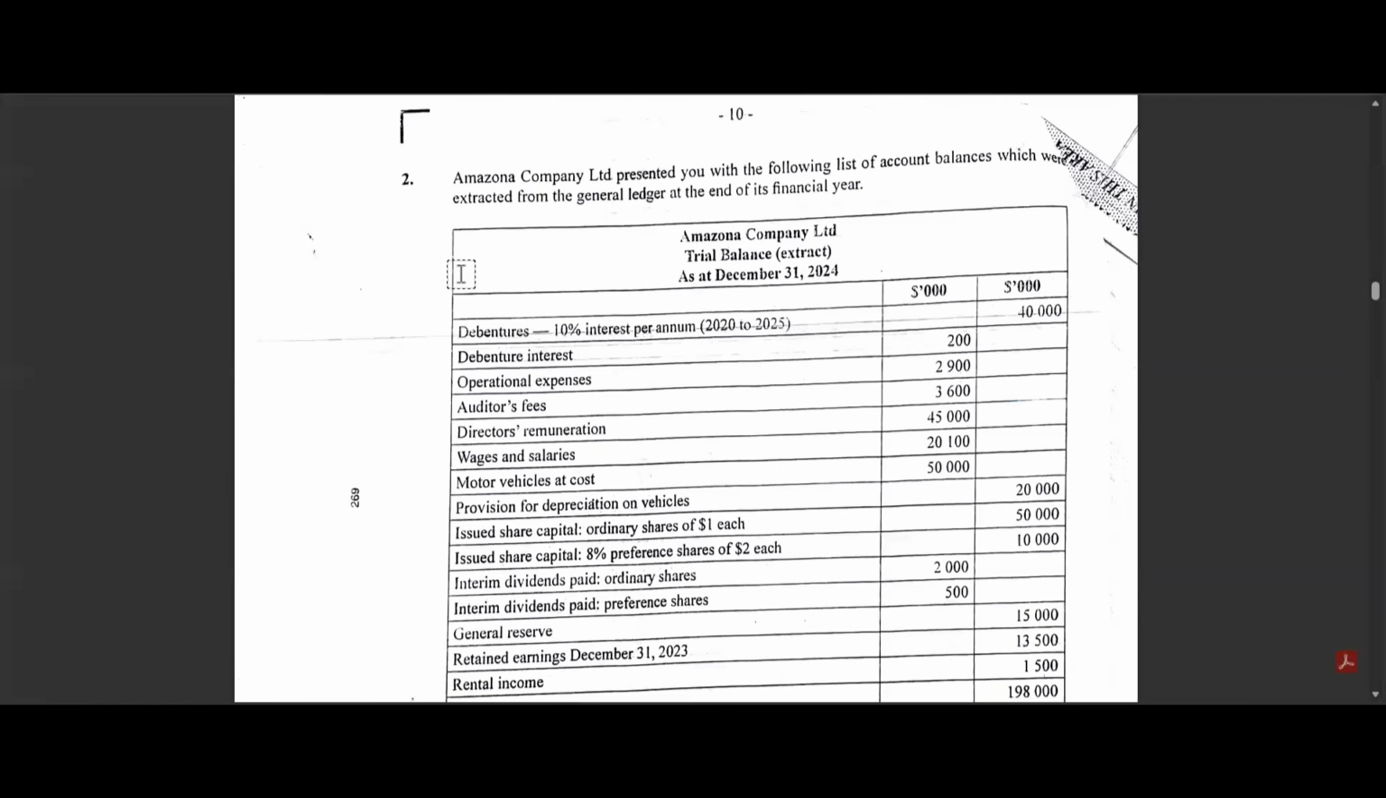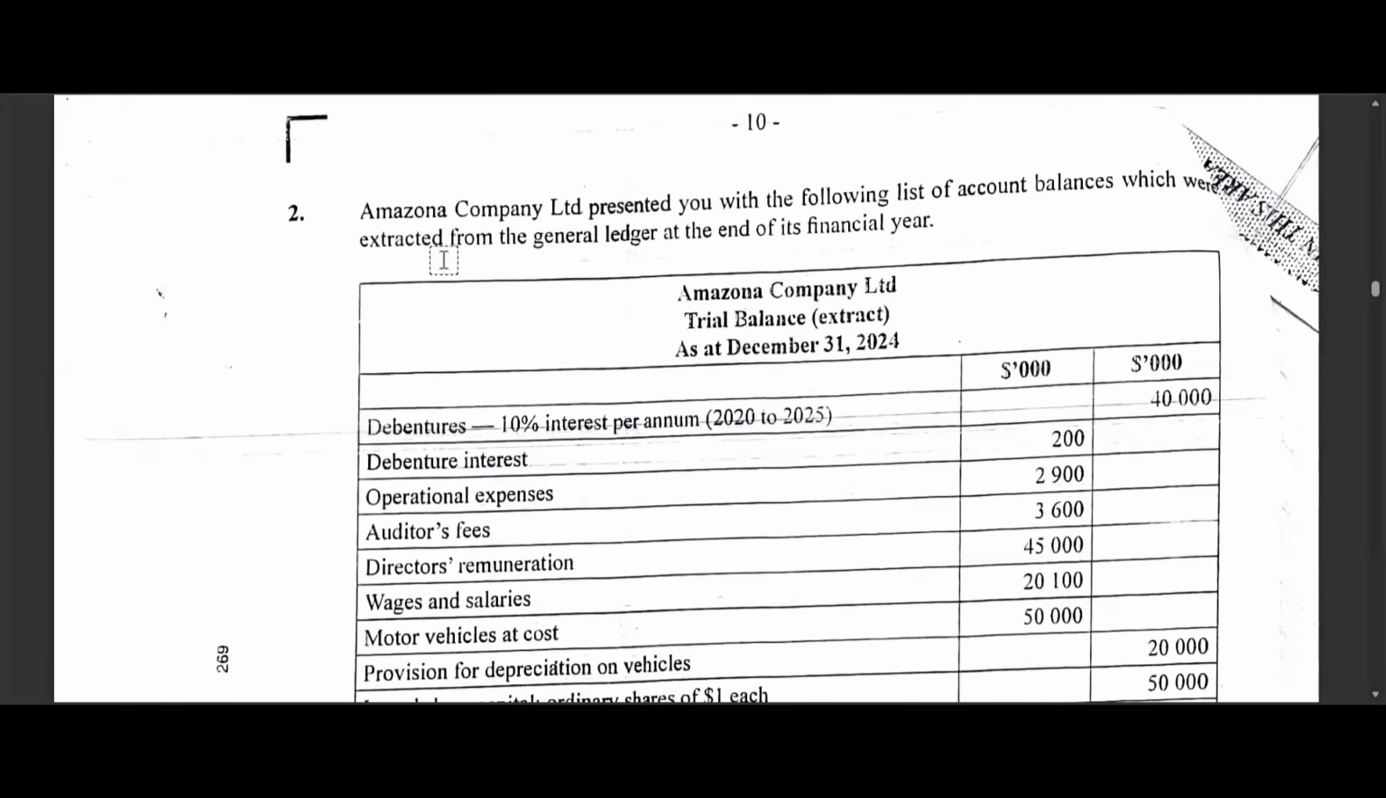Alright guys, so question 2. Now question 2 is in fact a company's account question, as you guys are seeing. Right? Company account question. So let's go straight down. Let's see what is being asked of us. So Amazonia Company presented you with the following list of balances, which was extracted from the general ledger at the end of the financial year.